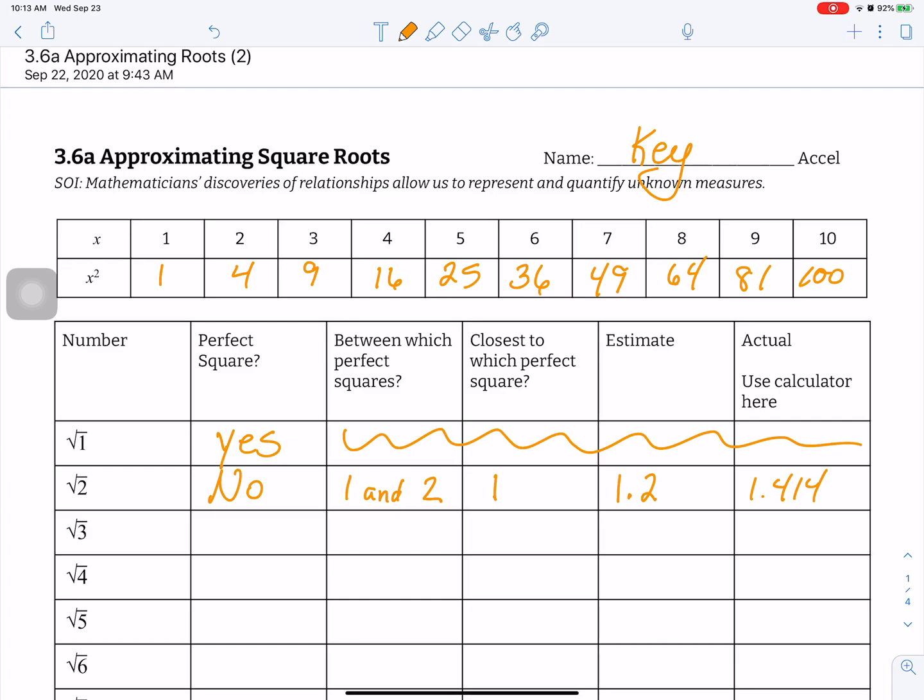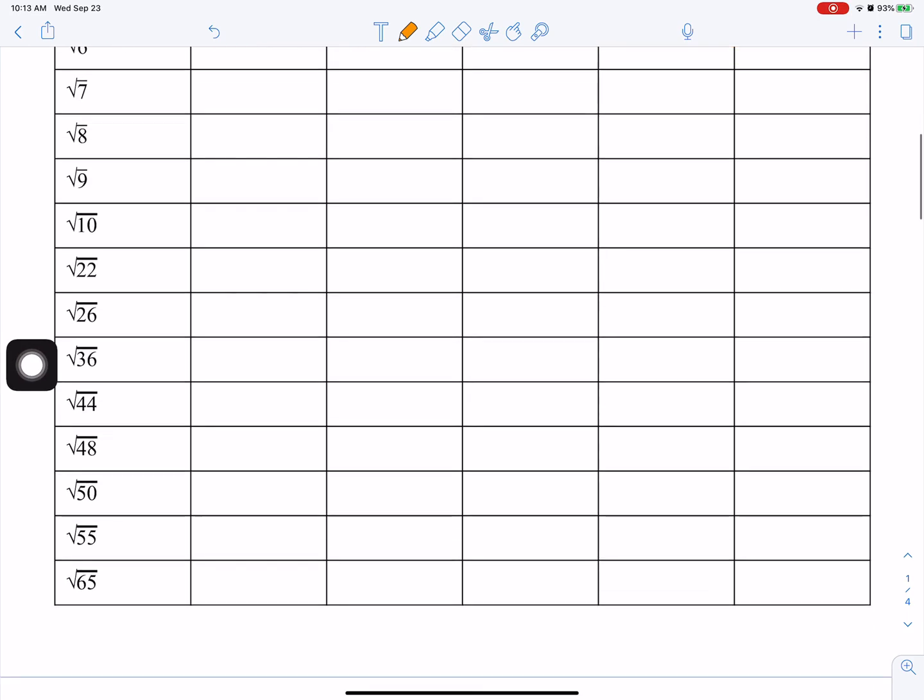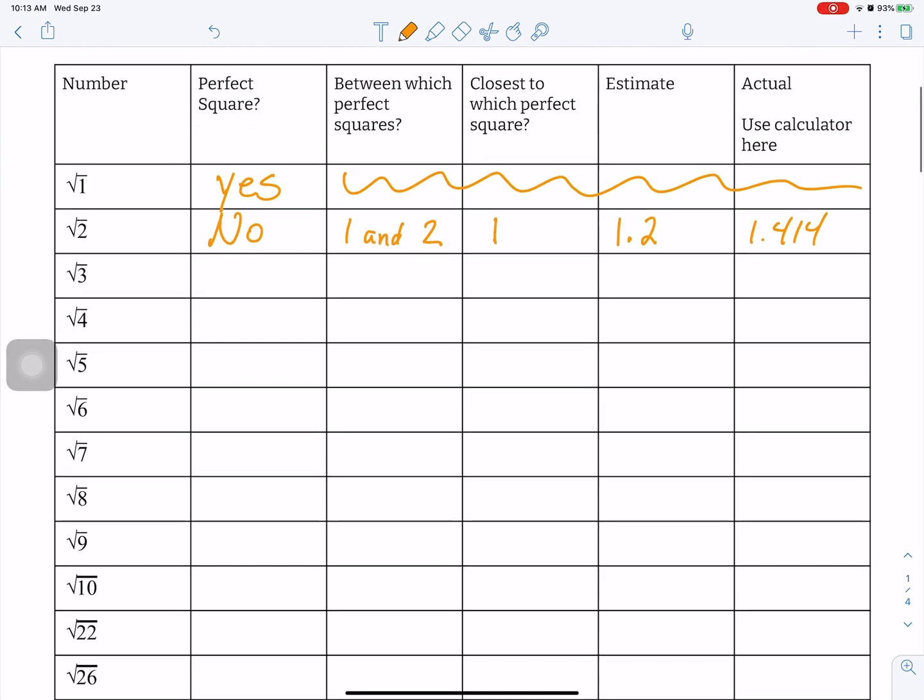So it doesn't matter if these are further apart. This is just your estimate, and then this is just your actual to help you figure those out. So I just want to do a couple more, and then you're just finishing up this sheet. So I want to be able to see my chart.